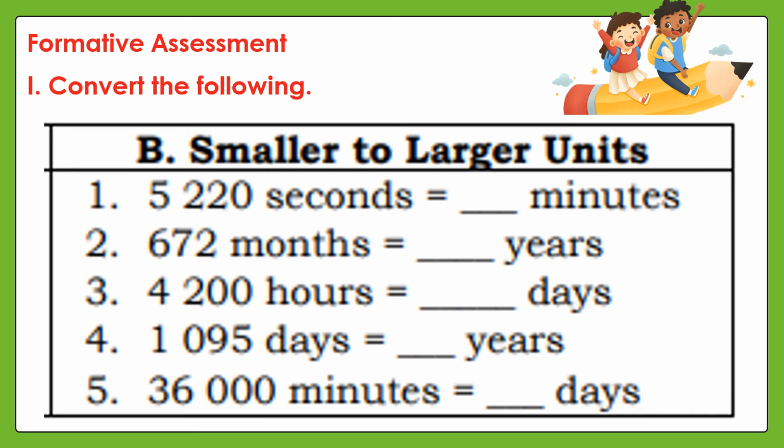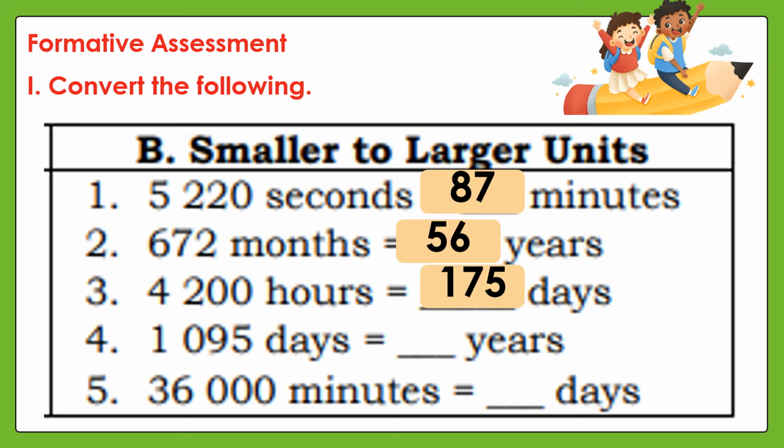B. Smaller to larger units. Number 1, 5,220 seconds is equal to 87 minutes. Number 2, 672 months is equal to 56 years. Number 3, 4,200 hours is equal to 175 days.